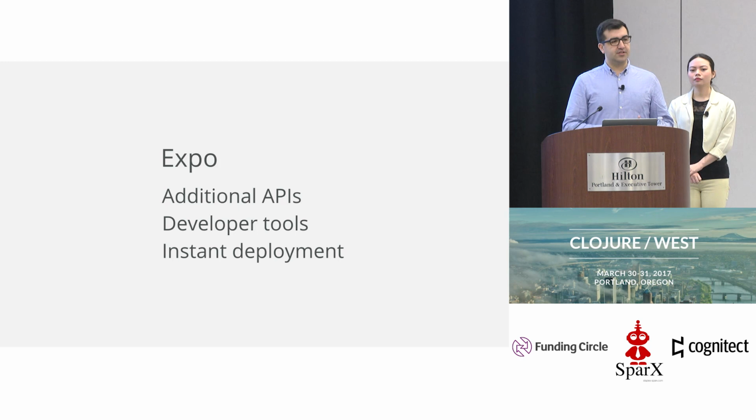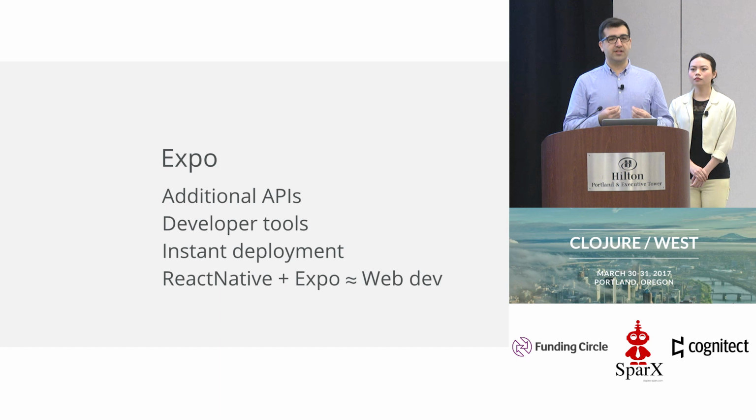Expo also provides hosted infrastructure for instant deployments of non-binary changes. So we hope we could use this to push bug fixes directly to users without going through Google or Apple approval. In essence, we chose to use Expo because we felt like it could bring, hopefully, the best parts of web development to mobile development.